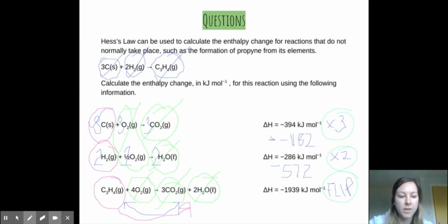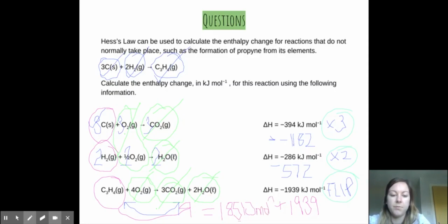So last but not least thing to do is to calculate the total enthalpy change. So we're going to have negative 1182, take away 572, and remember to plus your 1939 because we flipped that earlier on, and your total should come to 185 kilojoules per mole. And that's your answer.